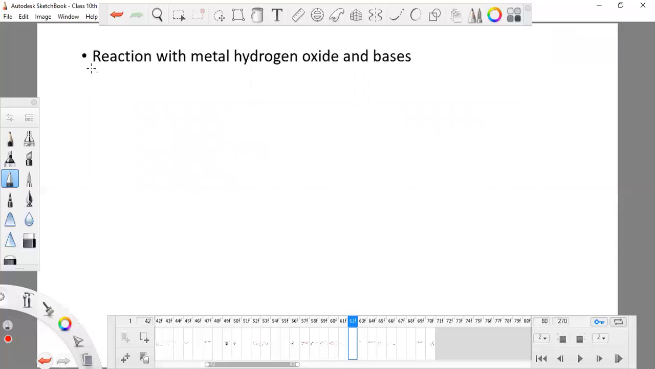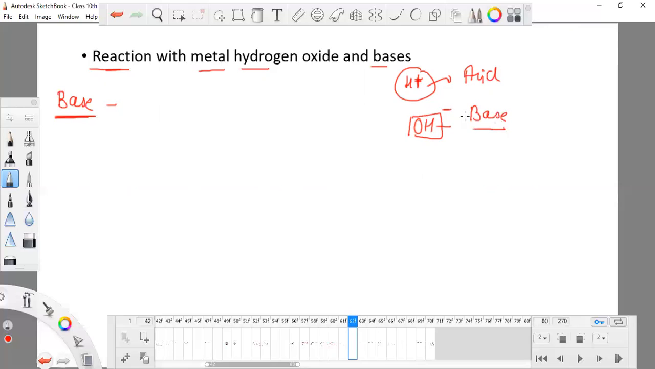Now I'm moving to another topic, which is the reaction of acids with metal hydroxides and bases. Now remember what bases are, I'm just giving an idea, we will study bases in very detail. Anything which can release H plus is acid, and anything which can release OH minus is base. Remember this.